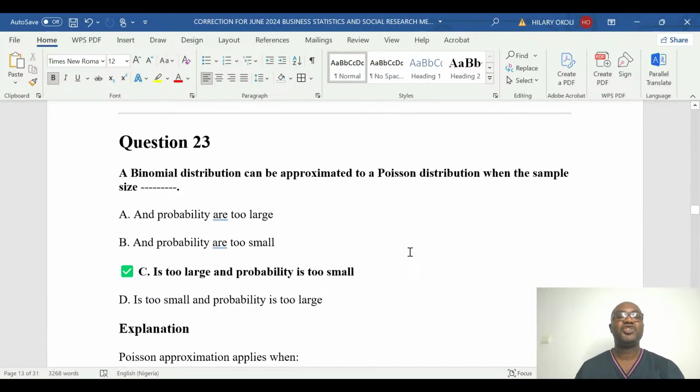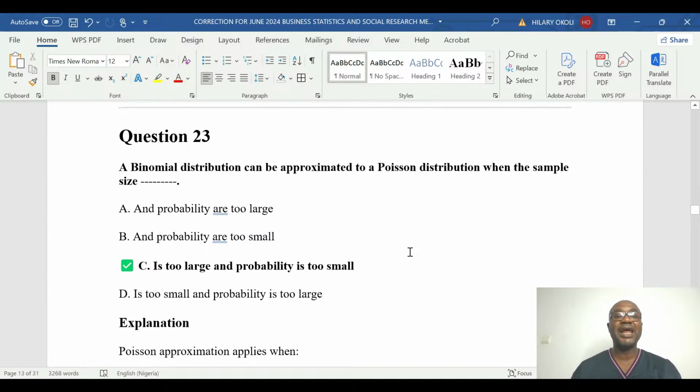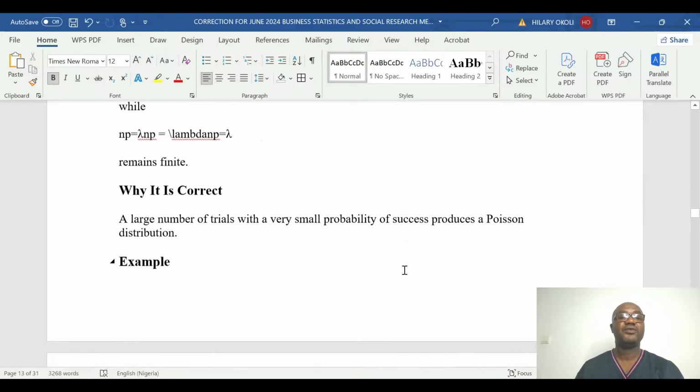Binomial distribution can be approximated to a Poisson distribution when the sample size is what? When it is too large and the probability is too small. We met Poisson distribution earlier on. So binomial is approximated when n is too large and the probability is too small. Let's get that.